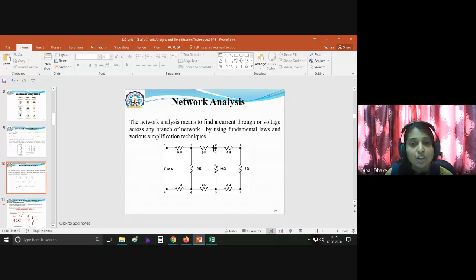And what is the junction? It is where more than two or three branches are coming in and out of that particular node. That's called the junction point. So these are the important terminology.